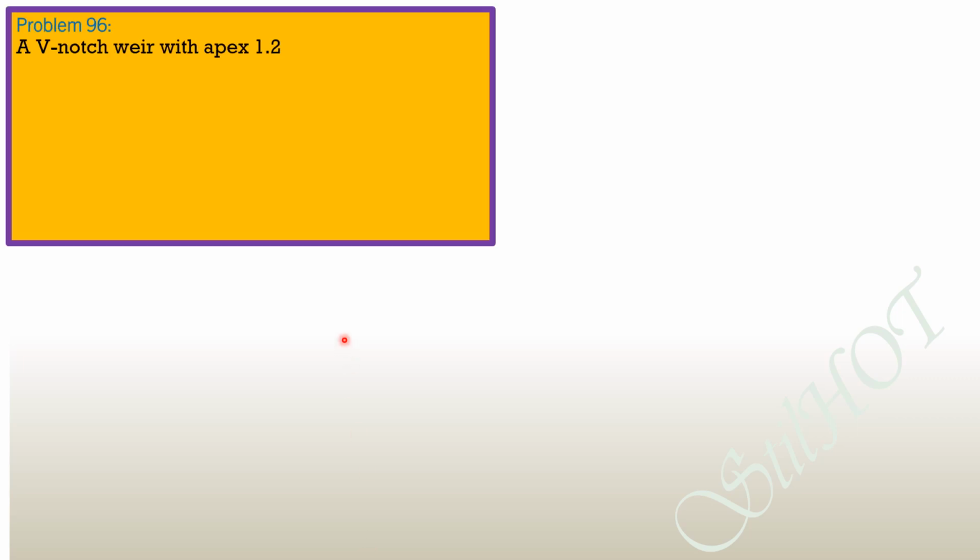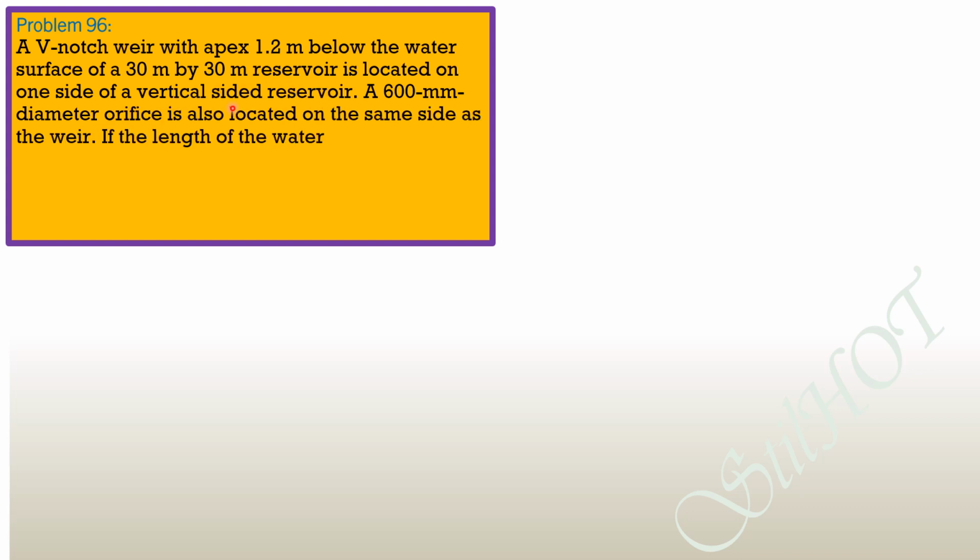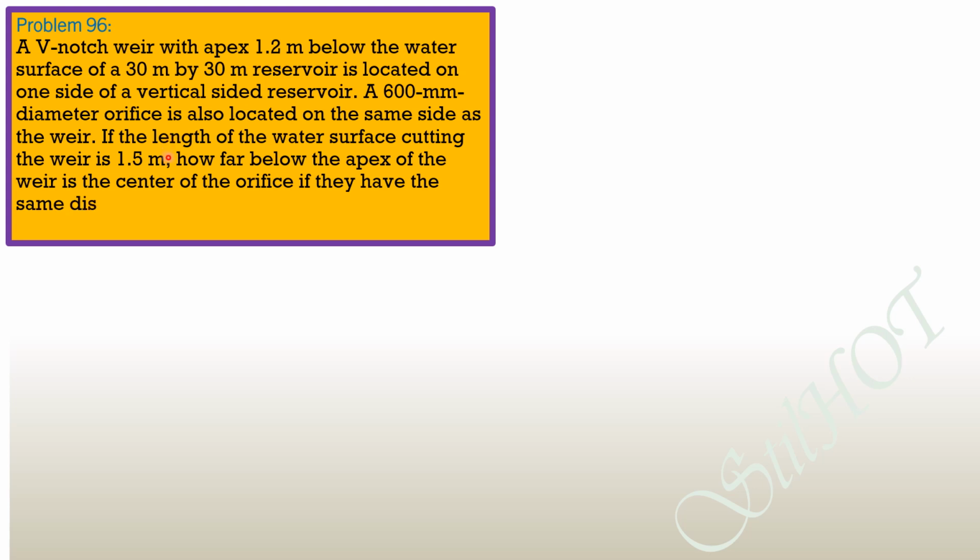Problem 96. A V-notch weir with apex 1.2 meters below the water surface of a 30 by 30 meter reservoir is located on one side of a vertical-sided reservoir. A 600 millimeter diameter orifice is also located on the same side as the weir. If the length of the water surface cutting the weir is 1.5 meters, how far below the apex of the weir is the center of the orifice if they have the same discharges? The coefficients of discharge for the two outlets are the same.